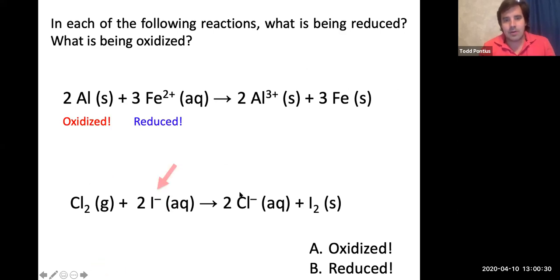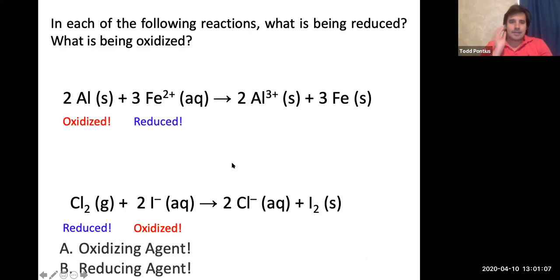How about iodine? We'll give this one 15 seconds. So is iodine being oxidized or reduced here? And please get your answers in 5, 4, 3, 2, 1, and 0. Excellent. The answer is A. It's being oxidized. It's going from -1 to 0. So this is oxidized, this is reduced.